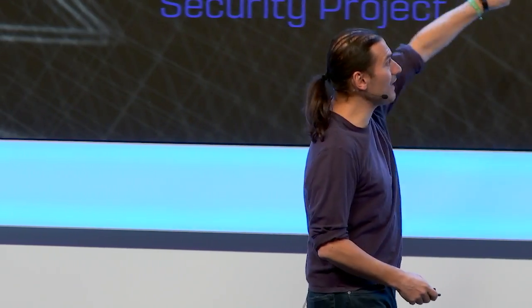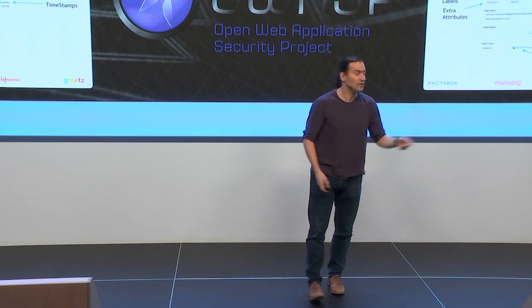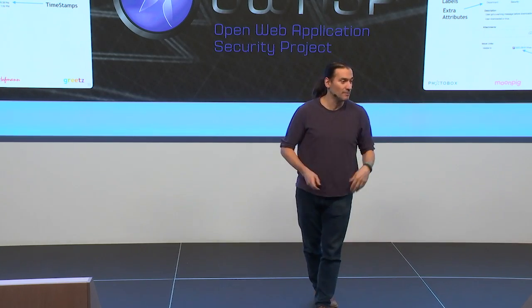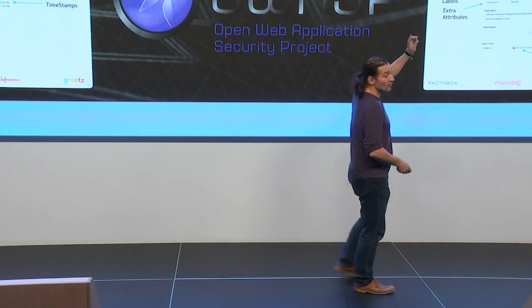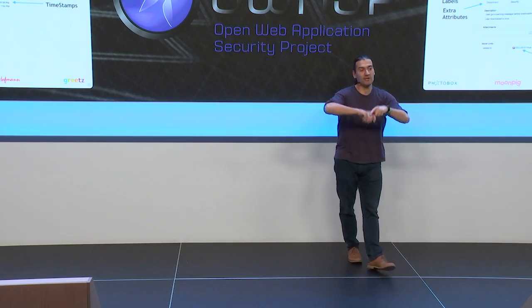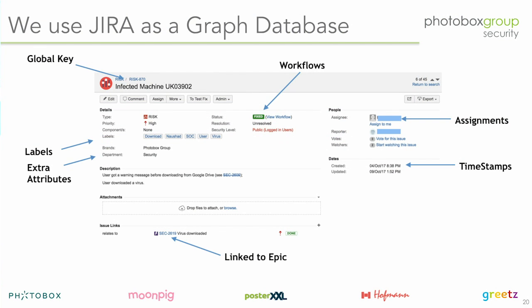It also has an ID, which is very powerful. It has name value pairs, which is basically the extra attributes that you can add. It has labels, which we actually don't use anymore, because a label is just another way to create a link, so we don't need that anymore. It has workflows, very powerful. We create all sorts of crazy workflows, which allows us to have state. It has assignees, it has timestamps.